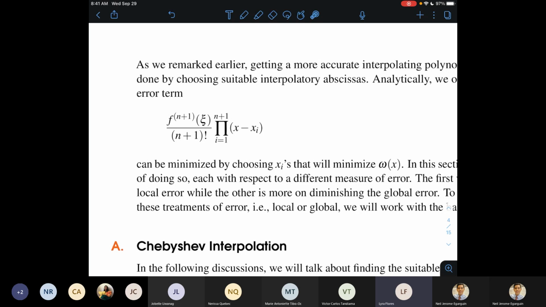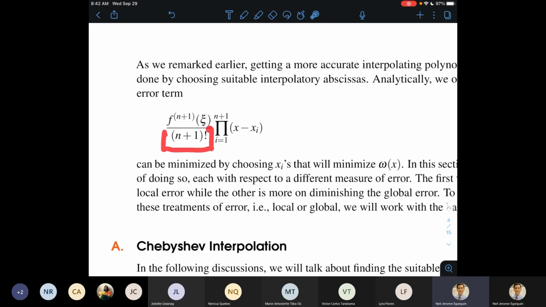Hello, sir. I-increase po ba yung n? Oh, great. That's correct. Thank you, Lyra. So, i-increase si n. Kasi pag in-increase natin si n, yung numerator, n plus 1 derivative lang naman evaluated at psi. So, it will stay as a constant.